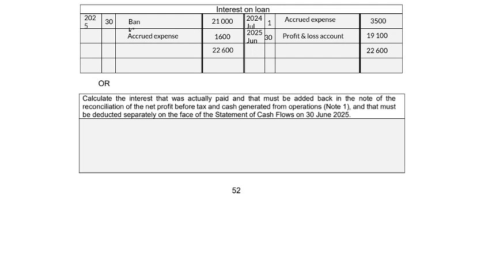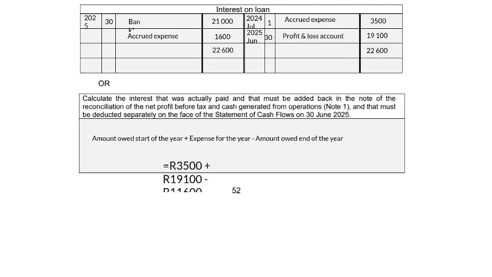And this is the amount that goes to your cash flow statement. So this is the one way you can calculate it, by opening an interest on loan account in your general ledger, or we can do a basic calculation. We start with the amount owed at the start of the year, we add the expense for the year, and then we subtract the amount owed at the end of the year. So it will be 3,500 plus 19,100 minus 1,600 to give you 21,000 Rand that you paid during the year.